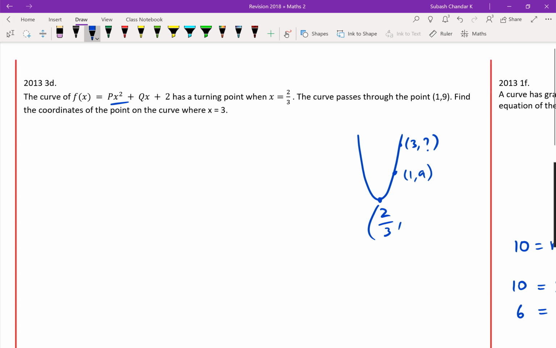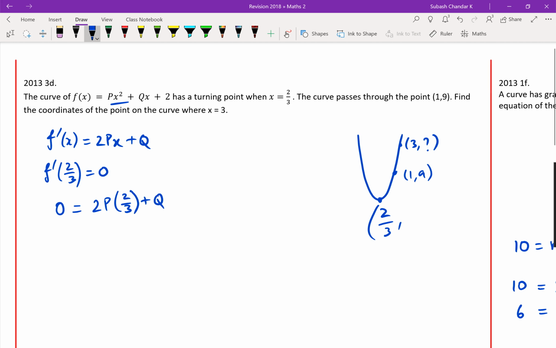So the first step I'm going to do is differentiate this function here. When I differentiate it, I'm going to get 2px plus q. Sorry, I'm not sure how much I've actually messed up because I forgot to record this. So just to recap, turning point at 2/3, point passes through 1, 9, and they're asking for the coordinate when x equals 3. So we differentiated the function to be 2px plus q. We also know that the gradient at 2/3 is equal to 0. So we can say that 0 is equal to 2p times 2/3 plus q.